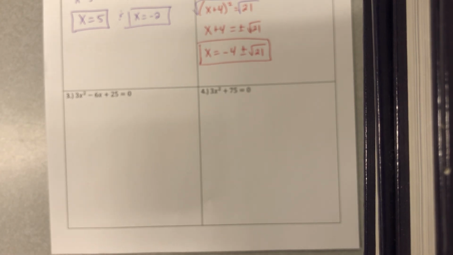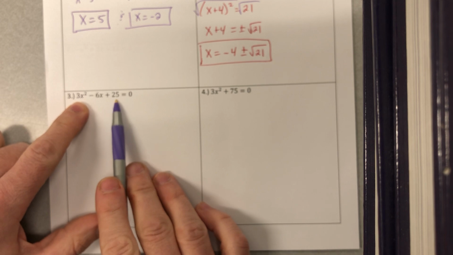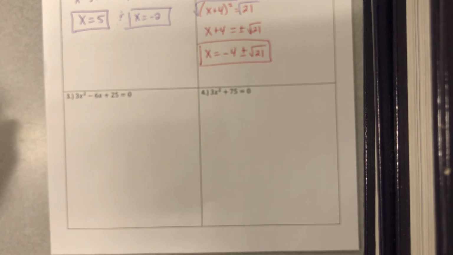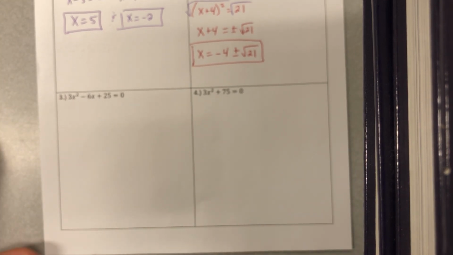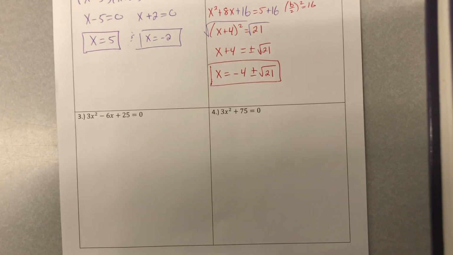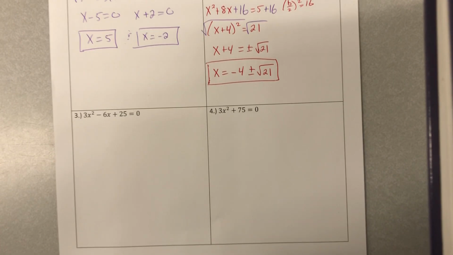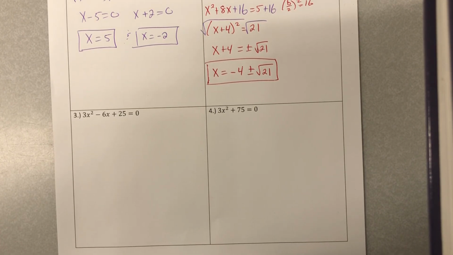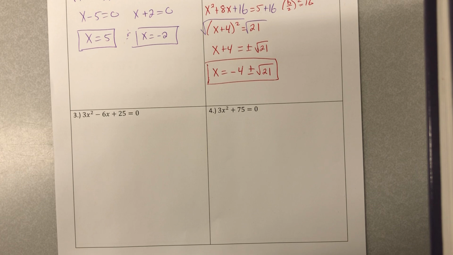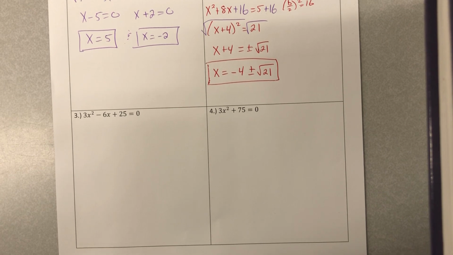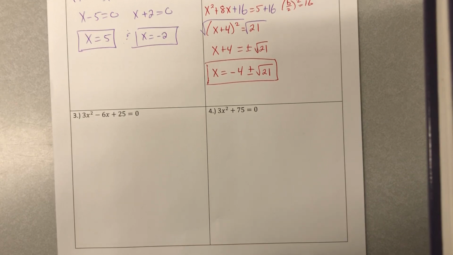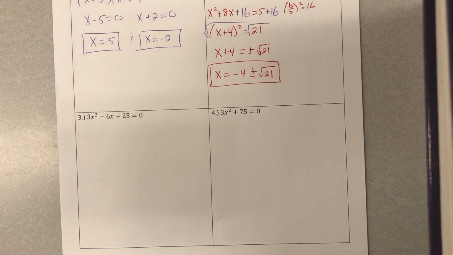When we look at number 3, we would have to use the AC method, and we need factors of 75 that combine to give us 6. I'll give you a hint, there aren't any. So as we do that, we're probably now going to use either the quadratic formula or completing the square. Completing the square doesn't really work out here because the terms don't have a common factor that we can divide out. So in this case, I'm going to use the quadratic formula.